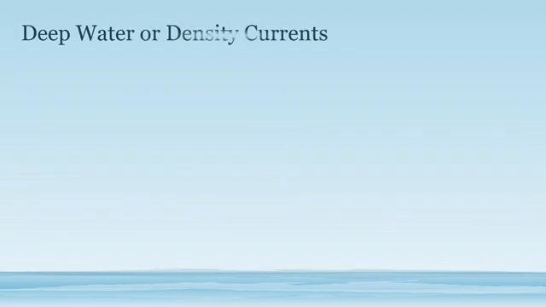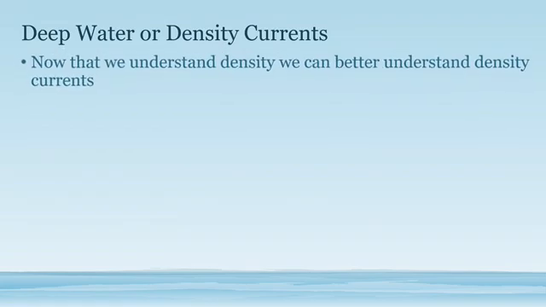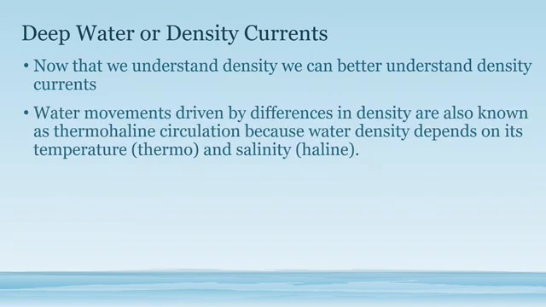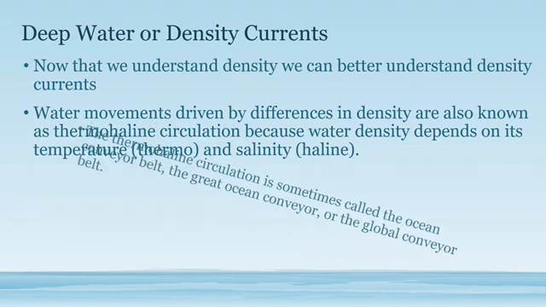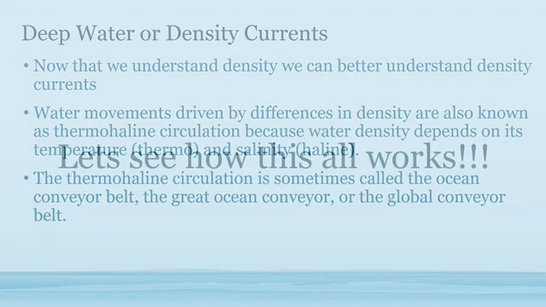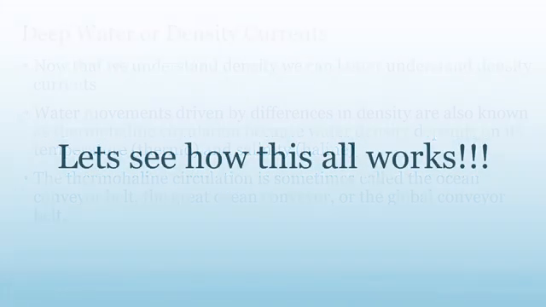Now that we understand density, we need to better understand density currents. Water movements driven by differences in density are also known as thermohaline circulation because water density depends on the temperature and salinity. The thermohaline circulation is sometimes called the ocean's conveyor belt, the Great Ocean Conveyor, or the global conveyor belt. Let's see how it all works.